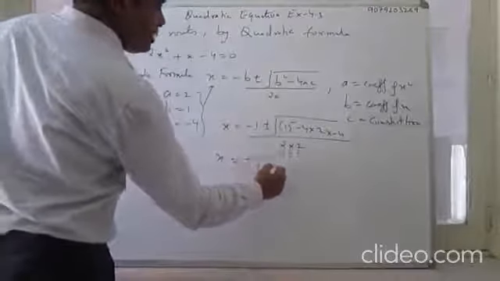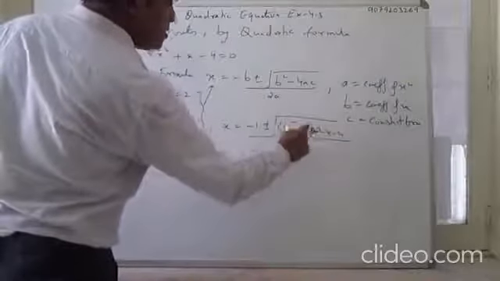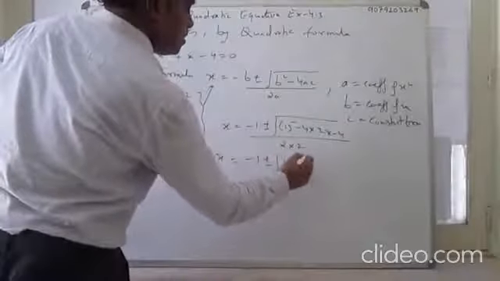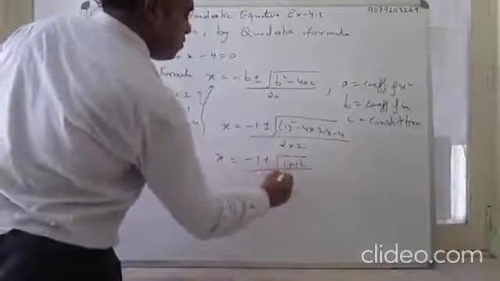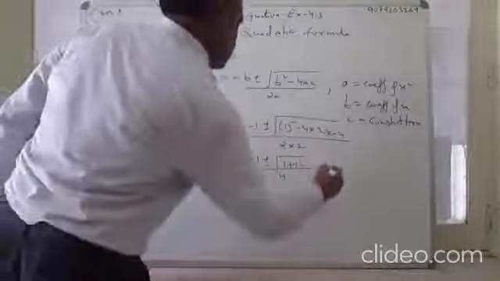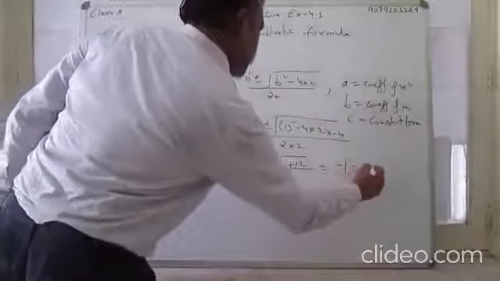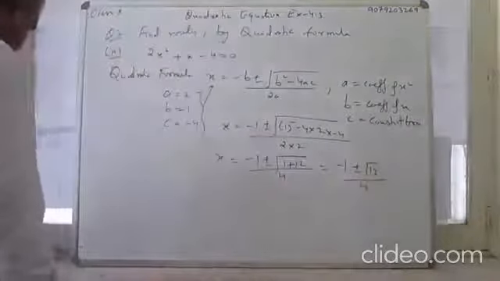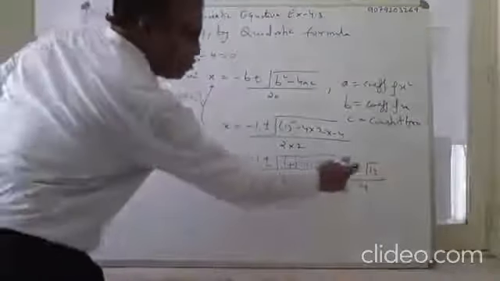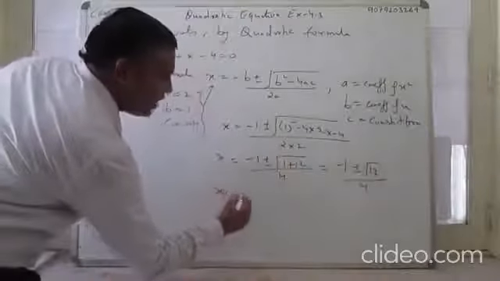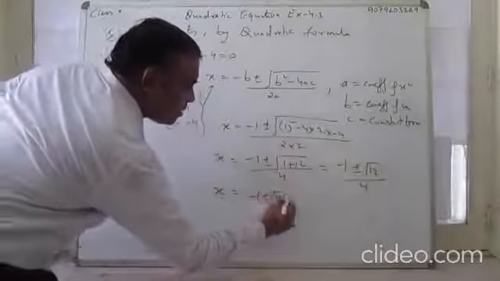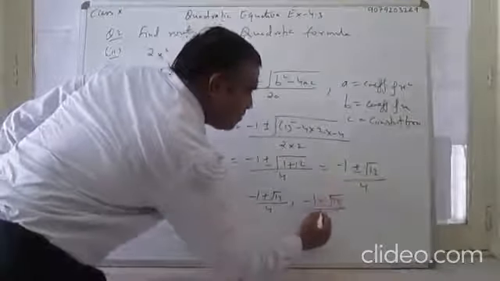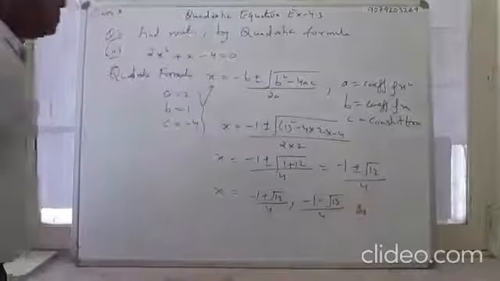Minus 1 plus minus under root 1, minus minus becomes plus. So 4 into 2 is 8, 8 plus 4, 12 upon 4. So it is minus 1 plus minus 13 upon 4. Now here there are two values, plus and minus. So what is the value of x? Minus 1 plus under root 13 upon 4, comma, minus 1 minus root 13 upon 4. This is the answer.